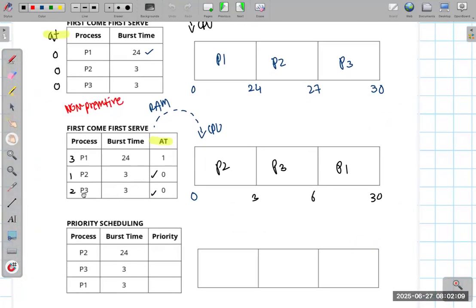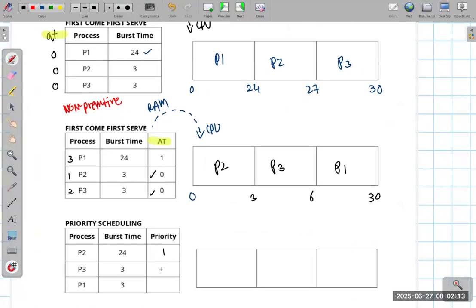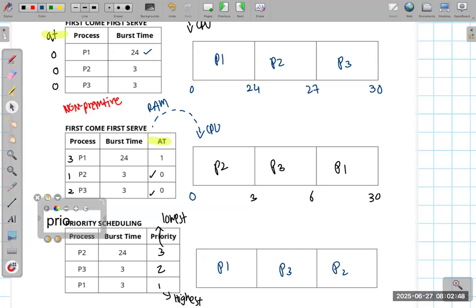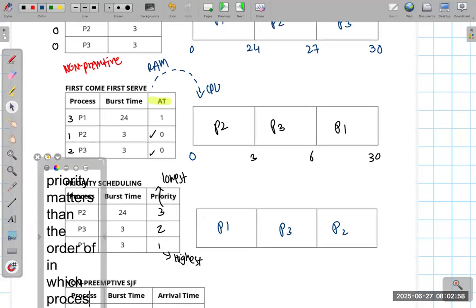Good. The next one is the priority based. So I'll say the priority this way: 3, 2, and 1, where the lowest priority is 3 and the highest priority is 1. So in this scenario, no matter in which order the processes come in, the order doesn't matter here. What matters is the priority. So who will be taken in first? P1, followed by P3, followed by P2. Here priority matters.